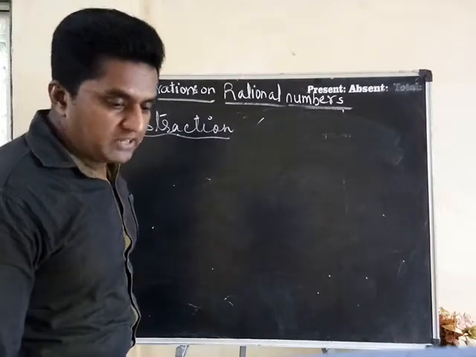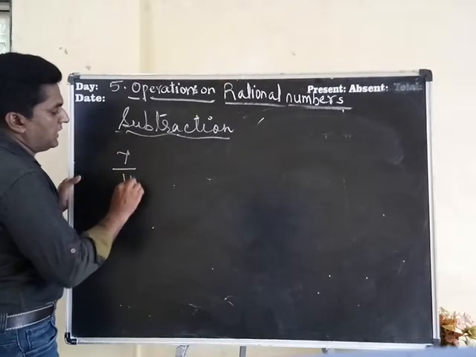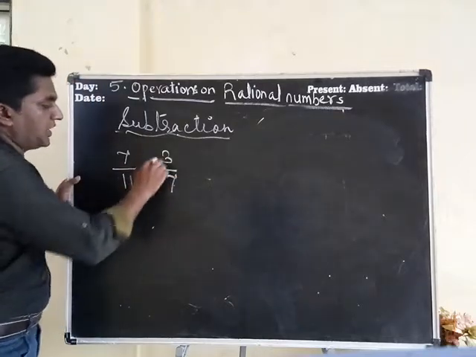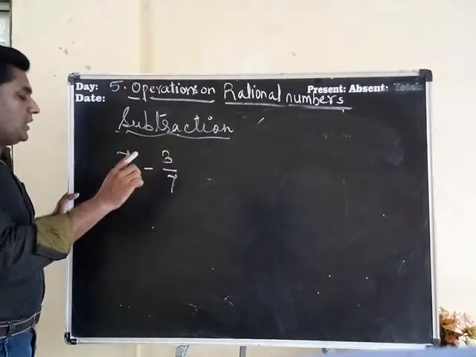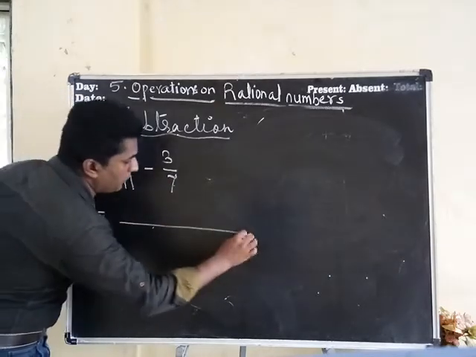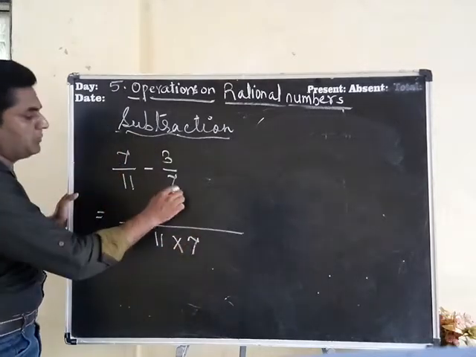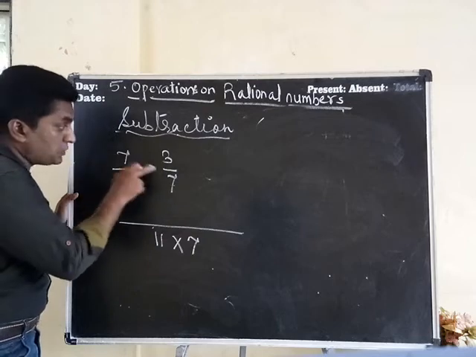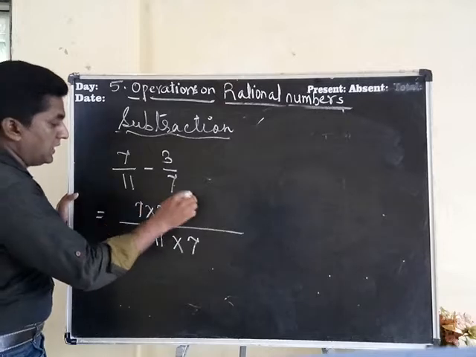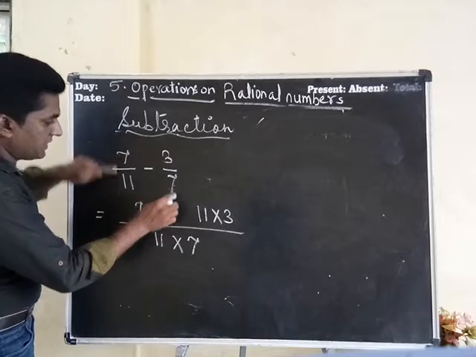My first sum, 7 upon 11 minus 3 upon 7. See, two fractions are there. Now what I will do? I will write here is equal to a big line of upon, like last time. 11 and 7. 11 multiplied by, two denominators are multiplied. Cross multiplication, 7 and 7. See, multiplied. Here 11 and 3. 11 into 3. What I did? 7 and 7 here.